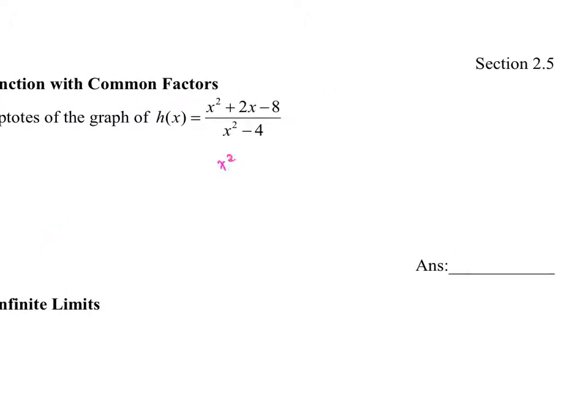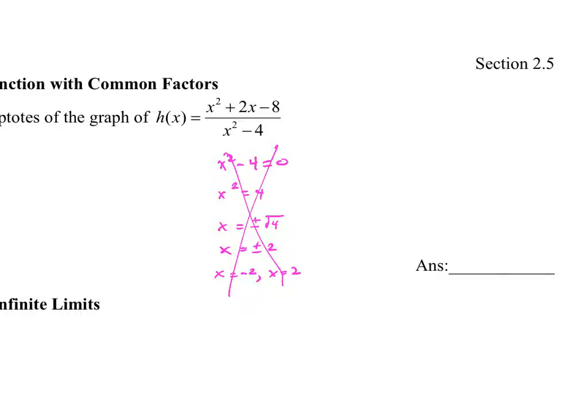A lot of students say, oh, well, vertical asymptotes are where the denominator equals 0. So they'd have this as x squared equals 4, and then they'd take the square root, and they'd get x equals plus or minus the square root of 4, which is x equals plus or minus 2. Hopefully they're good enough to write that as 2 separate values here of x equals 2 and negative 2. But this is completely wrong. This is not how you do the problem.